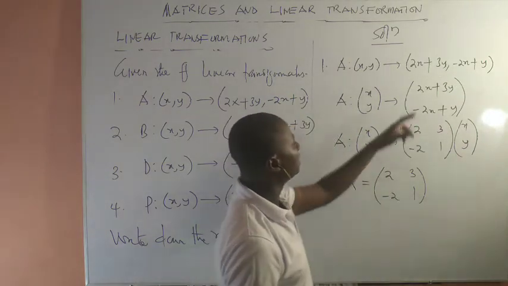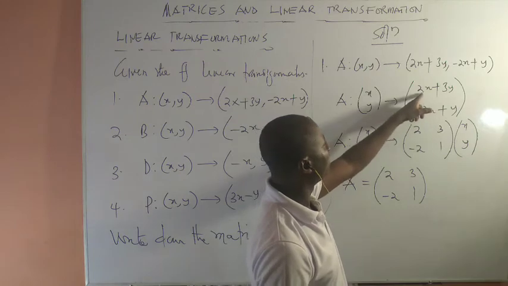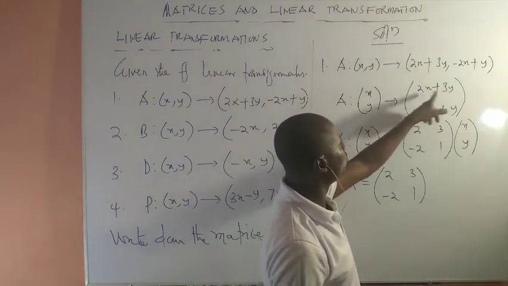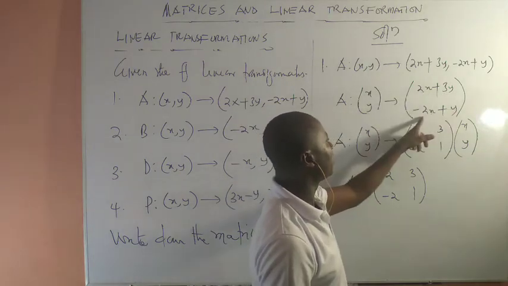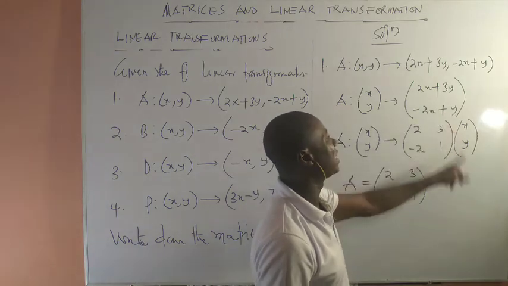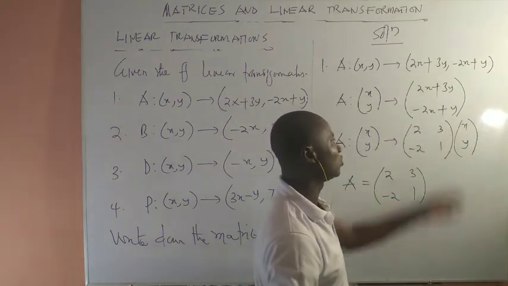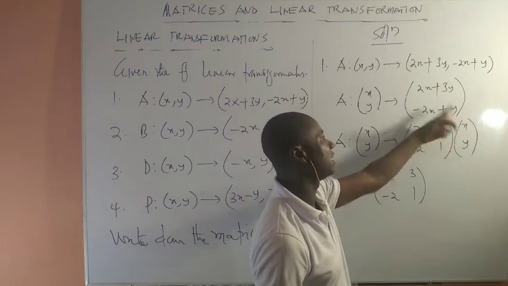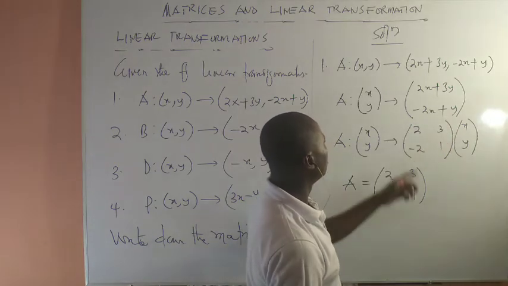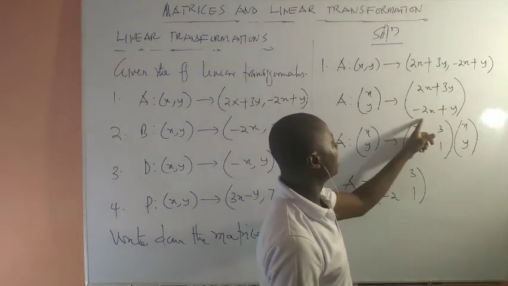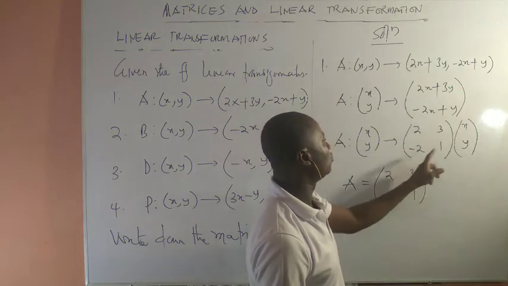Now, when you look at the coefficients of the variables, for the x here we have 2, for the y here we have 3, for the x here we have minus 2, and for the y here we have 1. We don't write 1y, that is why there is no 1 there, but the coefficient of the y here is 1. And so the coefficients are 2, 3, minus 2, 1.